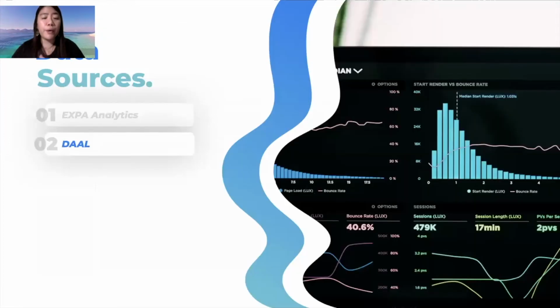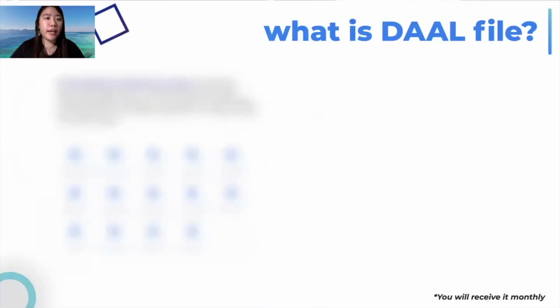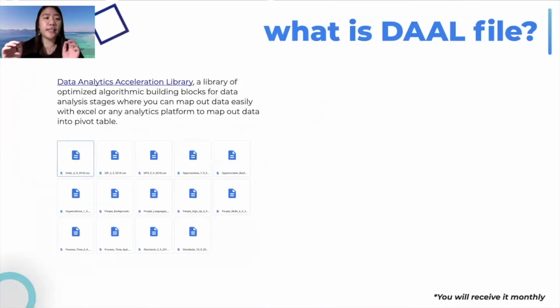The second one will be about the DAAL file, okay, or data file. So what is the DAAL file, right? It means Data Analytics Acceleration Library. So these are all of the data that you can find on XPath in a specific range of time, and it will be sent to your MCP every month.